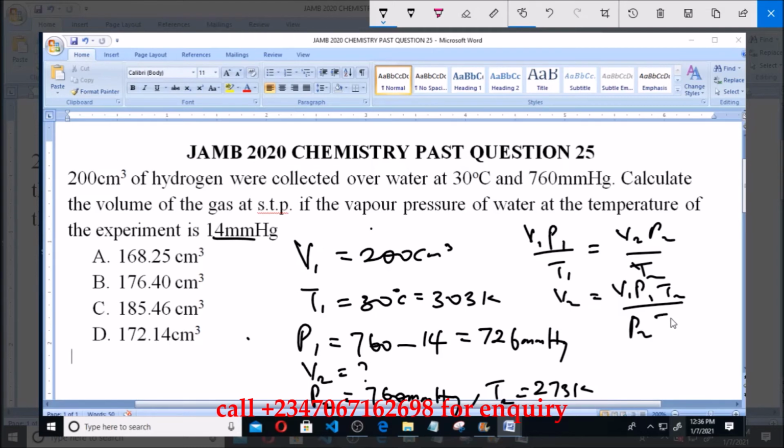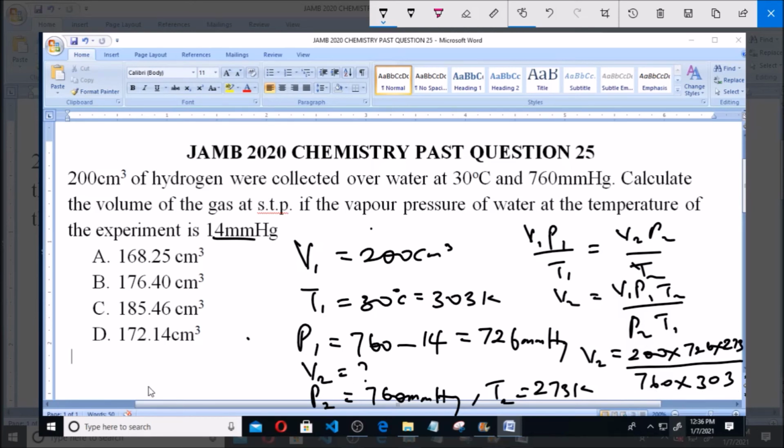P2 times T1. So V2 will be equals to V1, which is 200, multiplied by P1, which is 726, multiplied by T2, which is 273 all over P2, which is 760, multiplied by T1, which is 303. Now when you do this, you have that V2 will be equals to 172.14 centimeter cube, and this is the answer to the question, which is option D.